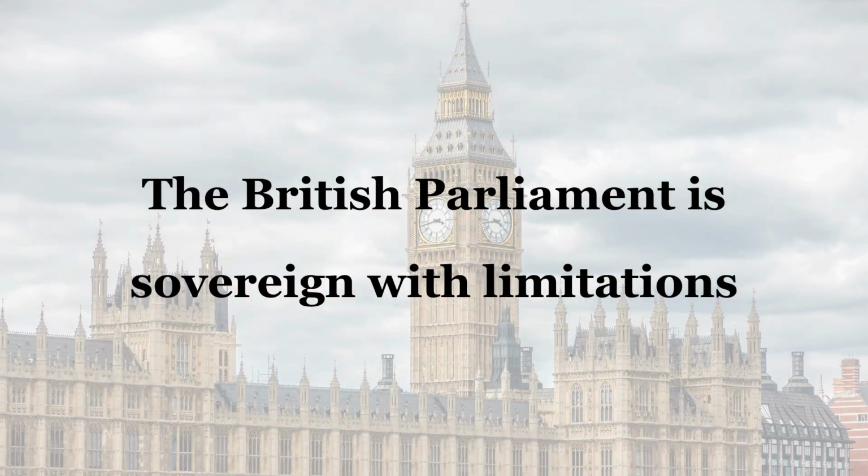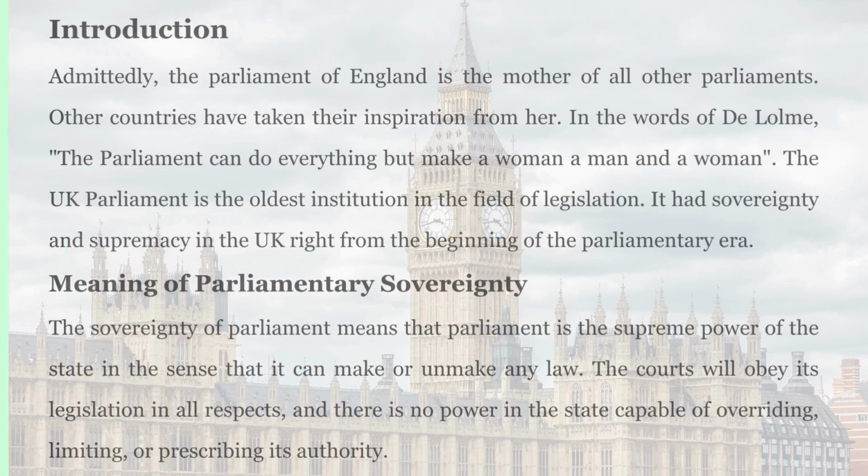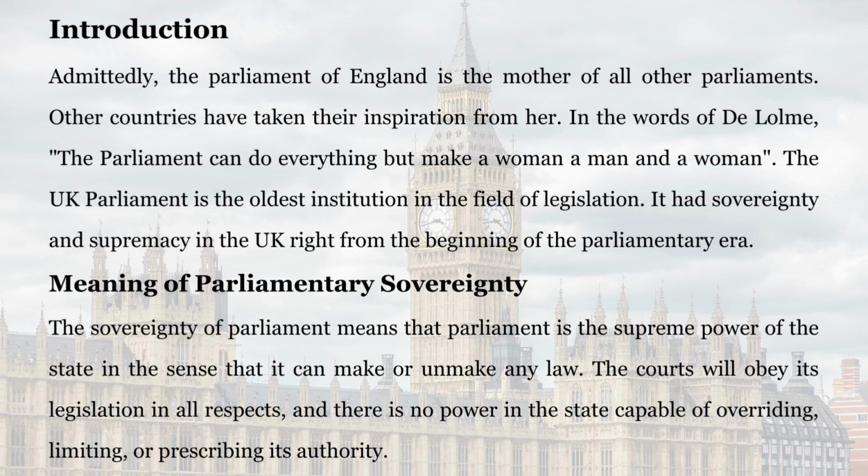Parliament is sovereign with limitations. Introduction. Admittedly, the Parliament of England is the mother of all other parliaments. Other countries have taken their inspiration from her. In the words of de Lolme, the Parliament can do everything but make a woman a man and a man a woman. The UK Parliament is the oldest institution in the field of legislation. It had sovereignty and supremacy in the UK right from the beginning of the parliamentary era.